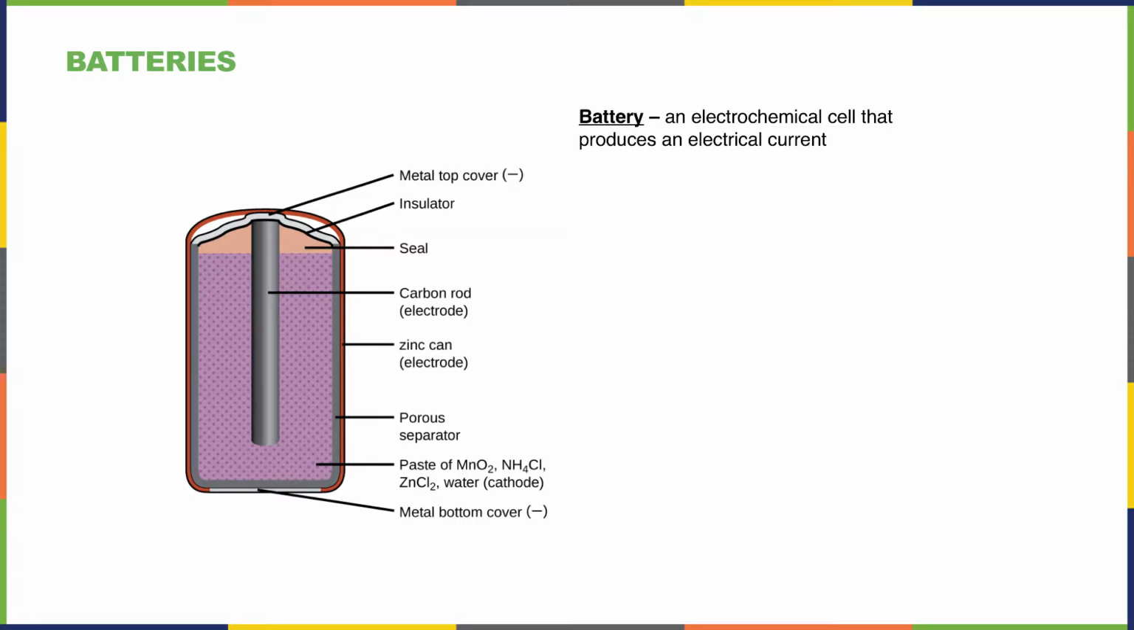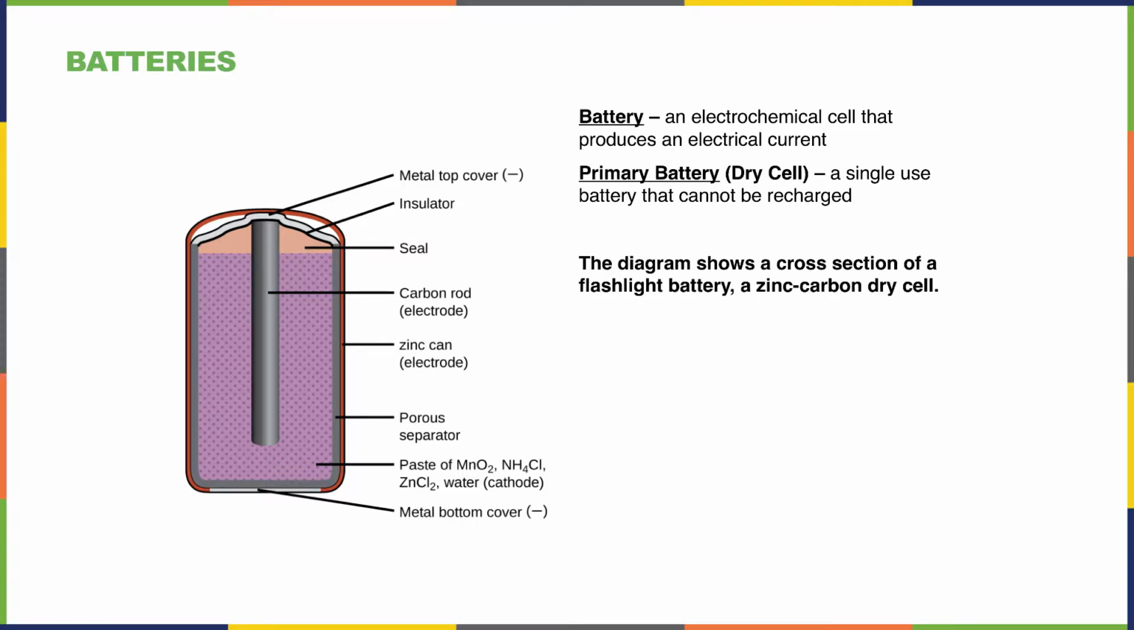A battery is anything that produces an electrical current. It's an electrochemical cell that produces an electrical current. A primary battery, or a dry cell, is a battery that has a single use and cannot be recharged. The diagram is a cross-section of a simple dry cell battery, a zinc carbon dry cell battery, that's frequently used in a flashlight.